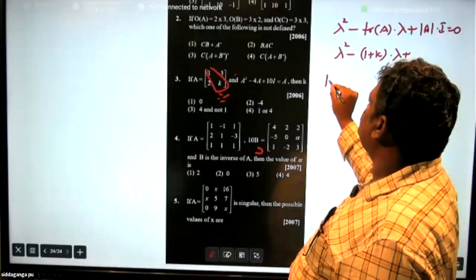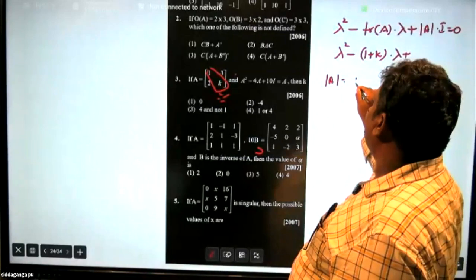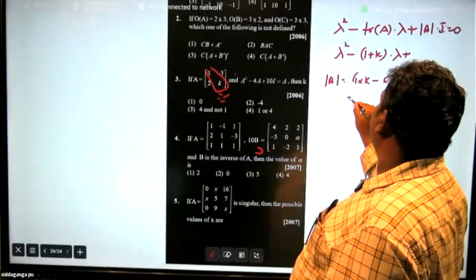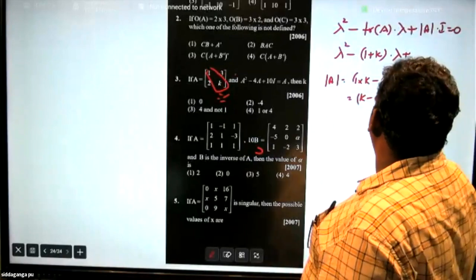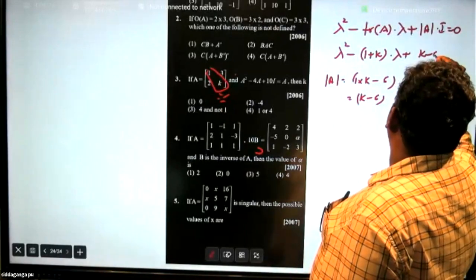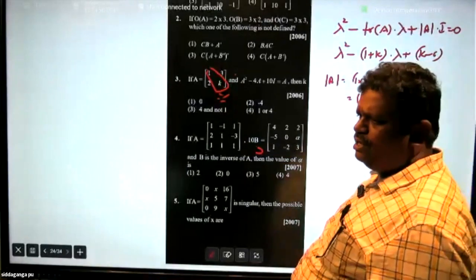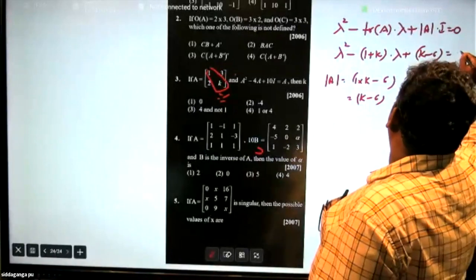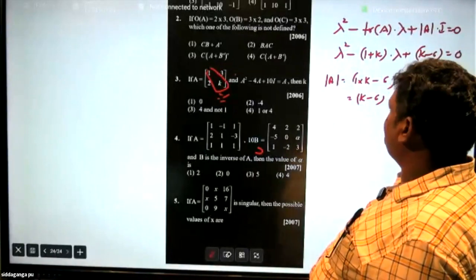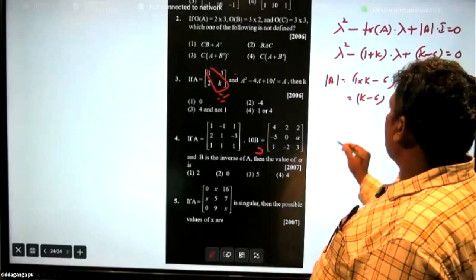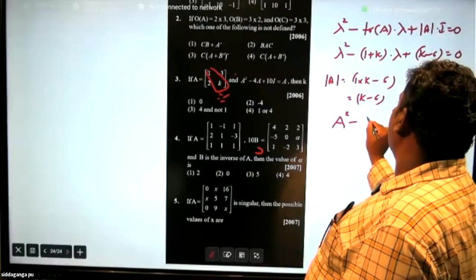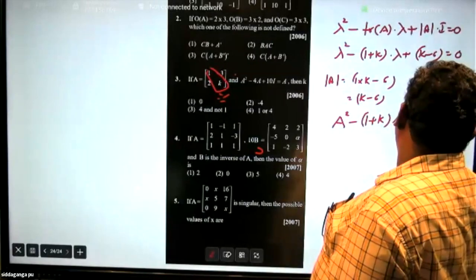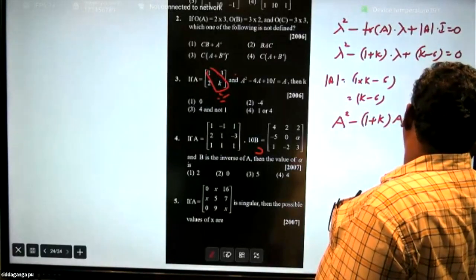Determinant of A, yesterday we solved this question. First we multiply 1 into k minus 3 into 2, which is 6. This value is equal to k minus 6. We replace it here, k minus 6 into I, where I is the identity matrix, which in matrix multiplication acts as the number one. So that equals 0. Now this is the general form. Finally we write lambda square minus 1 plus k into lambda plus k minus 6 equal to 0. Now this is equation 1.